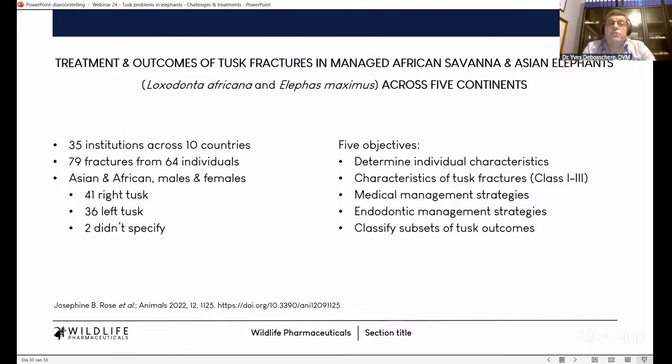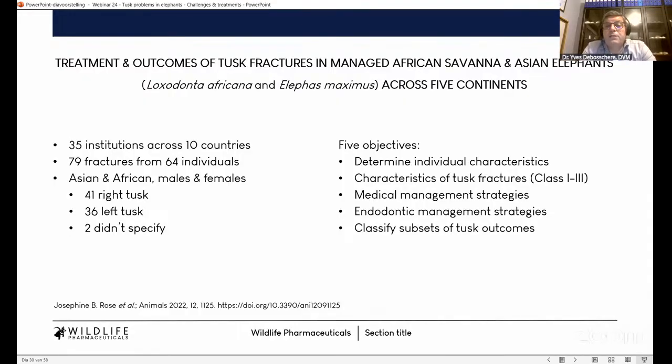So the outcome of such practice in managed elephants, it's also done by Rose. It's done in 35 institutions in 10 countries. They had 79 practices of 64 individuals. There were Asian and Africans. You can see that almost half was right tusk and almost half was left tusk. And that didn't specify, so we don't know.